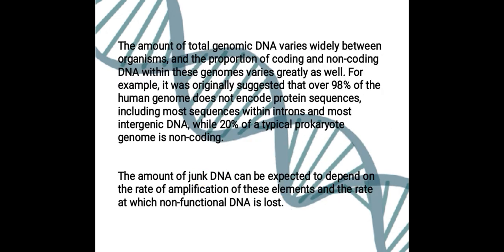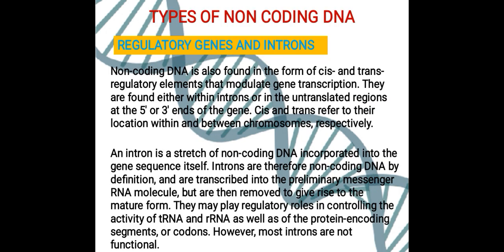The amount of total genomic DNA varies widely between organisms, and the proportion of coding and non-coding DNA within these genomes varies greatly as well. For example, it was originally suggested that over 98% of the human genome does not encode protein sequences, including most sequences within introns and most intergenic DNA, while 20% of a typical prokaryote genome is non-coding. The amount of junk DNA can be expected to depend on the rate of amplification of these elements and the rate at which non-functional DNA is lost.